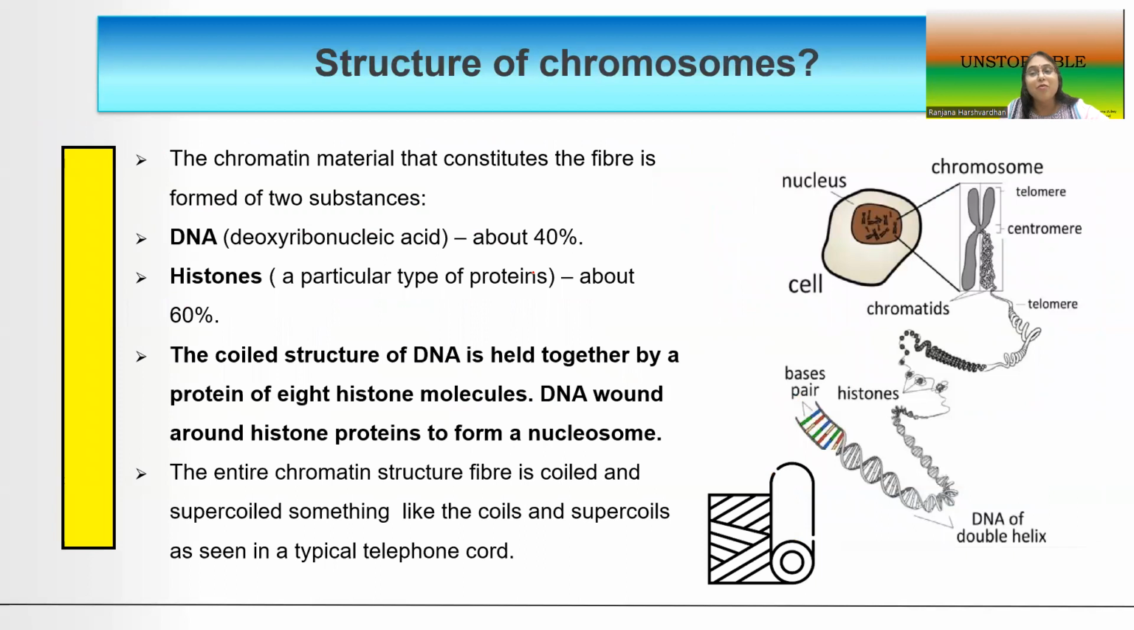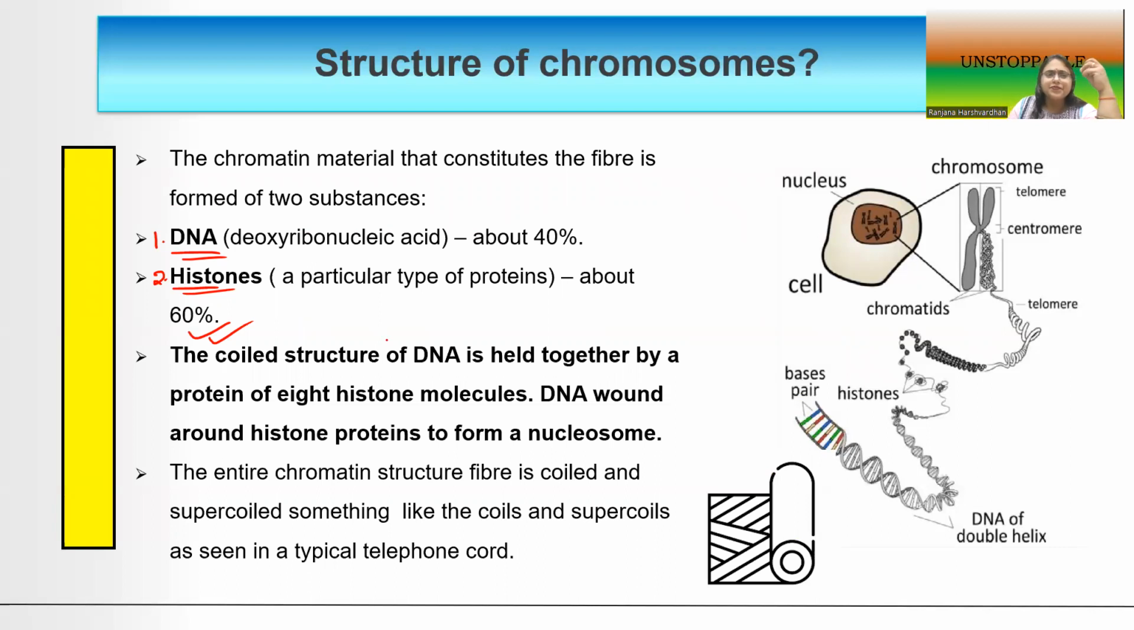To help you understand how packaging takes place, let us first understand what the chromatin material or the chromosome is made up of. It is made up of basically two things. First is an acidic material and the second is a basic material. The acidic material is the nucleic acid DNA, deoxyribonucleic acid. The basic material is the histone proteins. The histone proteins comprise about 60% of the chromatin, and the DNA, the acidic component, comprises 40% of the chromatin material.